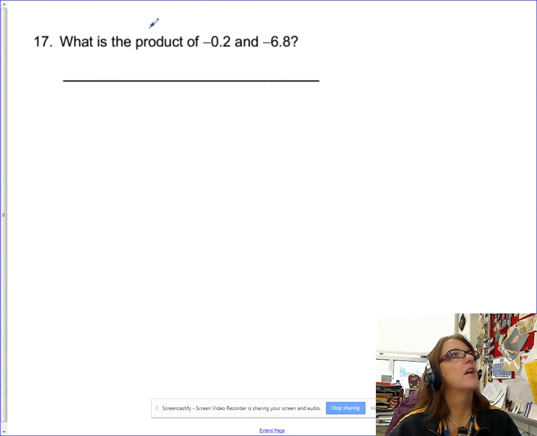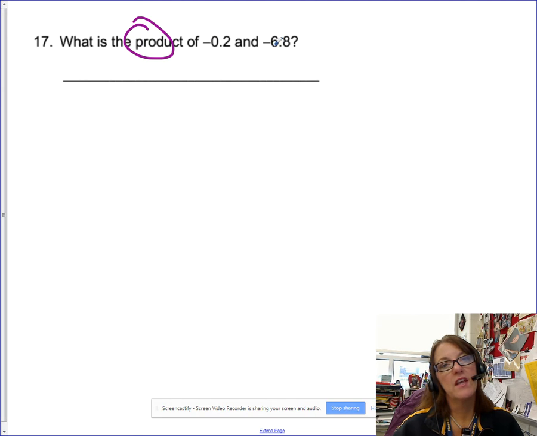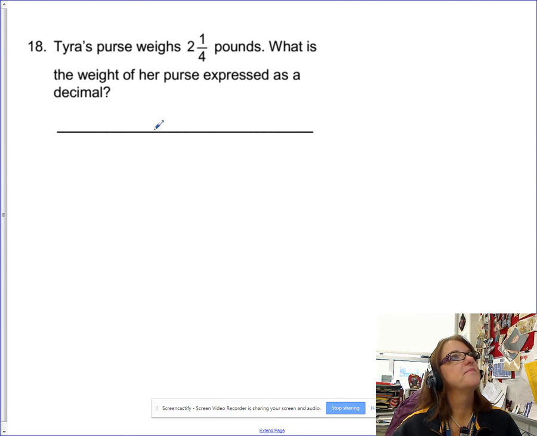This one, product. You have to know what that word means in math. Does it mean add, subtract, multiply, or divide? Product is a word that means multiply. You have negative and negative that you're going to multiply. You have 2 decimals. So make sure you're practicing and being careful putting all those skills together.